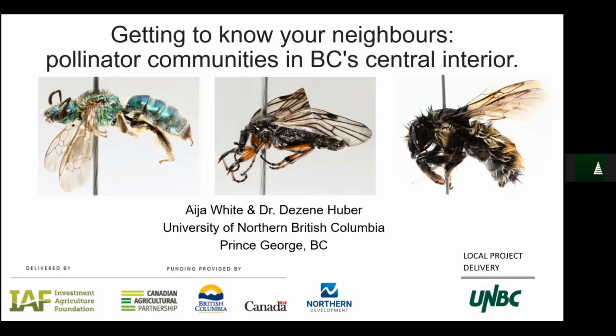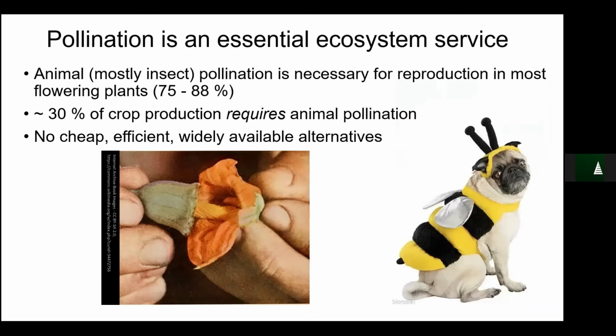I'm going to talk about the pollinator project that started early last year. So pollination, as you know, is an essential ecosystem service. In most flowering plants, between 75 and 88% of species, depending on who you read, animal pollination is necessary for those plants to reproduce. In this part of the world, that means arthropod pollination, insects for the most part. In other places in the world, things like bats and birds might be super important for pollination, but up here, it's largely arthropods, and of the arthropods, it's mostly insects.